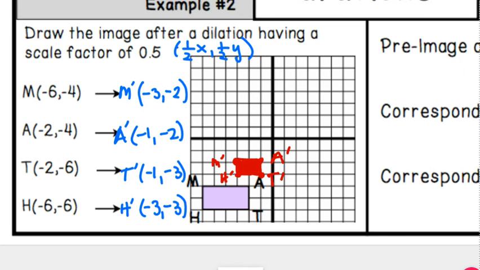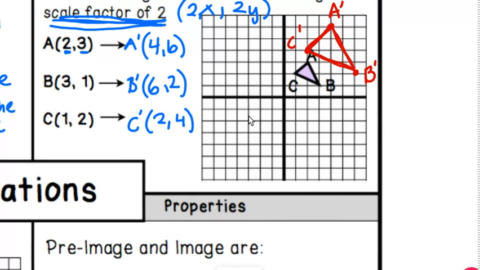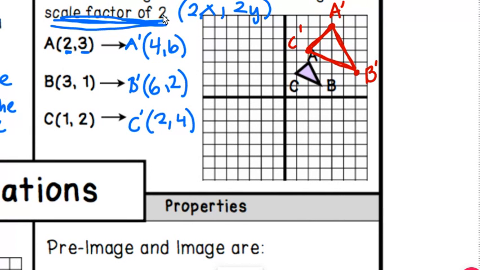So what you'll notice is with my scale factor, in example 2, my scale factor was below 1. If your scale factor is smaller than 1, we're going to shrink. If I look at example 1, my scale factor is larger than 1 and my shape expanded. So that's something to keep in mind.